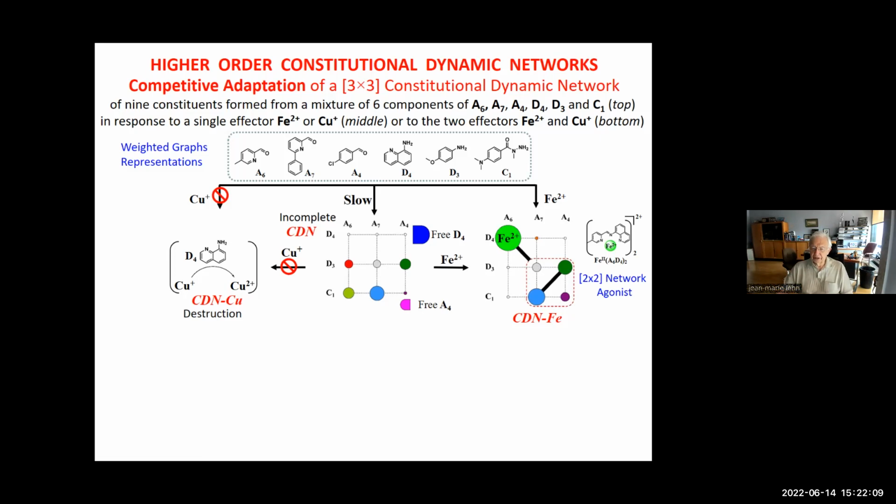But now you can add to this also copper 1. And if you add copper 1, then you find out that now you have a very strong simplification of the whole system. Copper 1 can now operate on this sub-network shown here and make it express the copper 1 complex, which is D3A7. And this is shown here, the copper 1 complex.